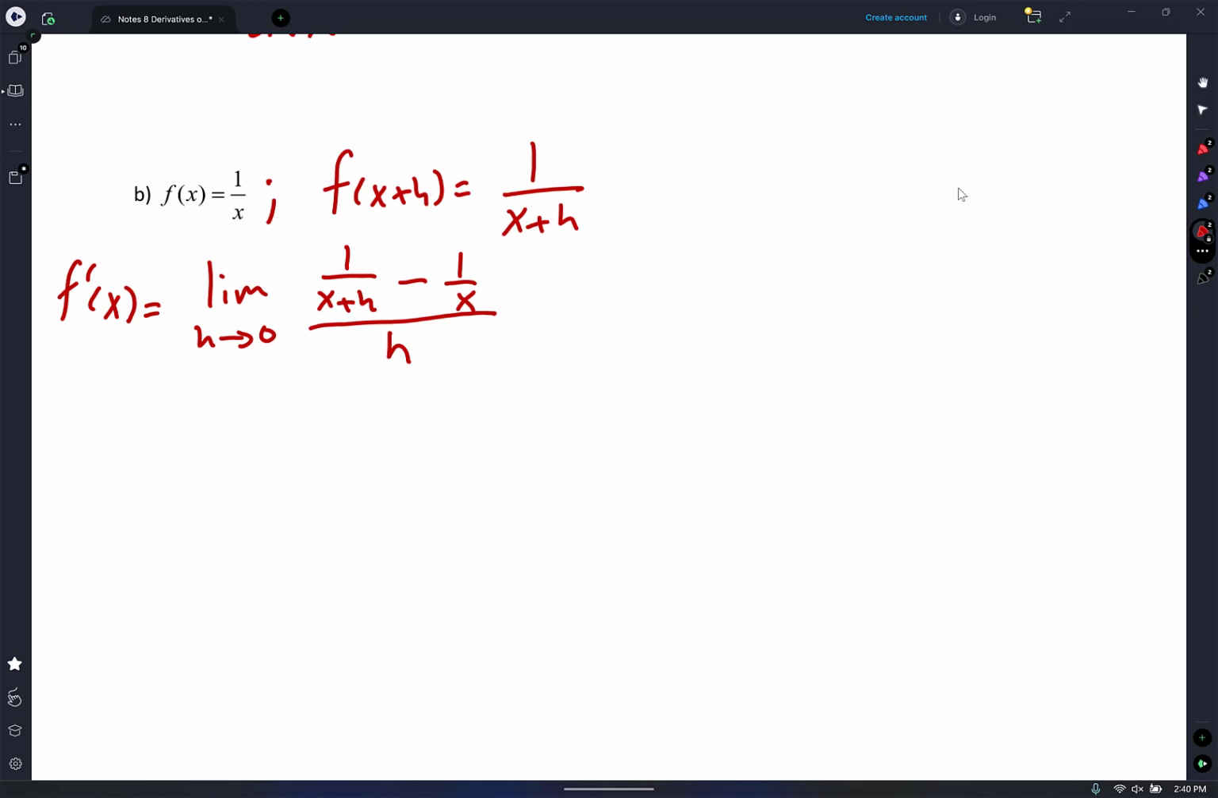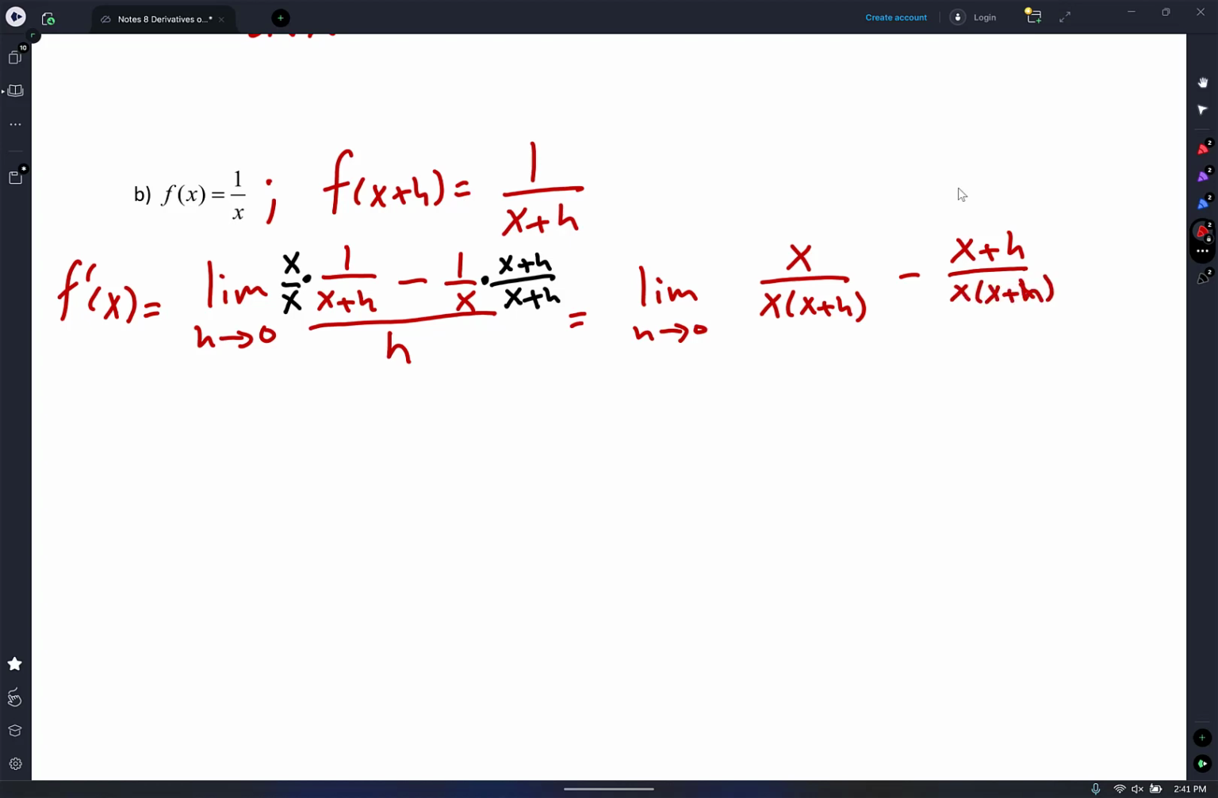Are we okay so far, guys? You're done with calculus. I need to do algebra. I'm going to multiply the right term in my numerator by x plus h over x plus h. I'm going to multiply the left term in my numerator by x over x. When I do that, I have the limit as h approaches 0, x over x times (x plus h) minus x plus h over x times (x plus h). I wasn't going to show that, but I want to show all the details right now. So there it is, me showing all the details.